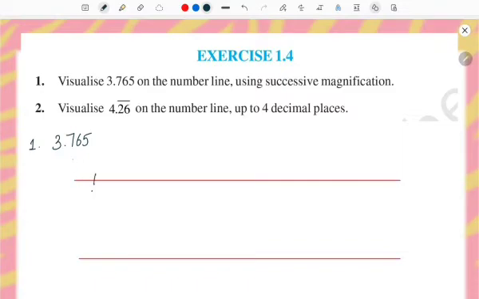So we are going to mark from 0, 1, 2, 3, 4, 5, 6, 7, 8, 9, 10. We can mark till whatever number we wish. Make sure, because I'm not using a scale right now, but you need to keep equal distances.